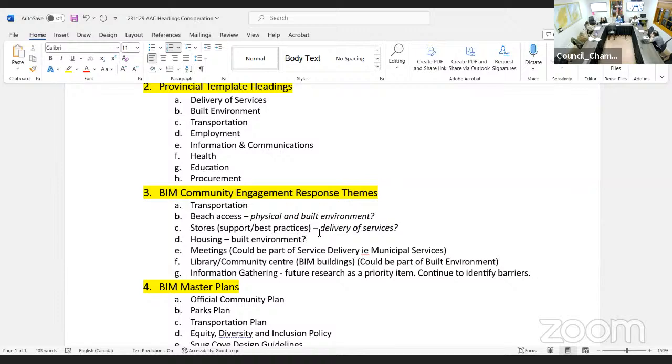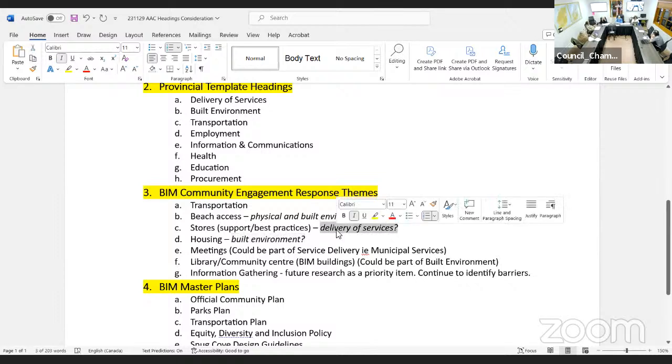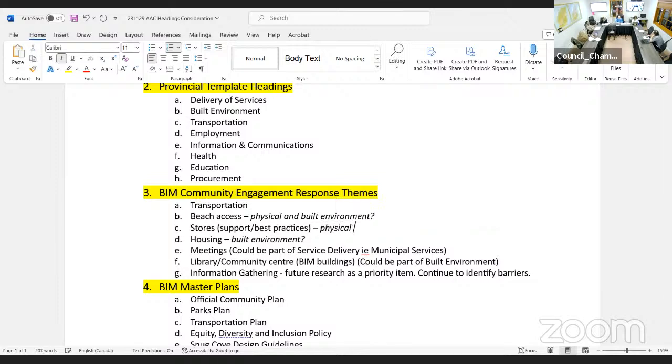I would instinctively go physical and built environment, and I'd probably put stores in that too. And leave delivery of service to be delivery of municipal services, because we can't control what private business does in their delivery of service. Yes, the municipal accessibility plan, that's right.